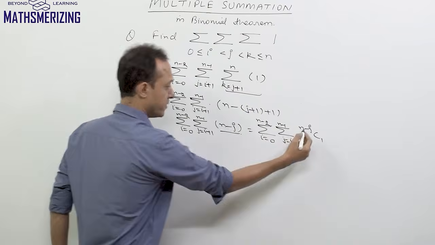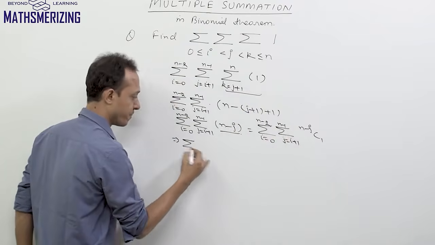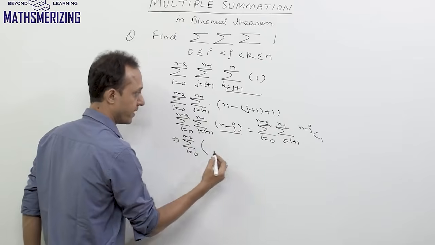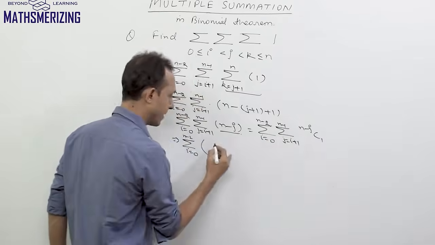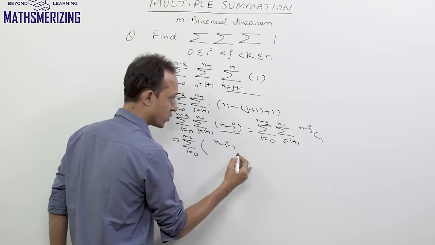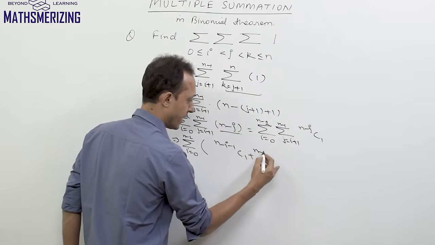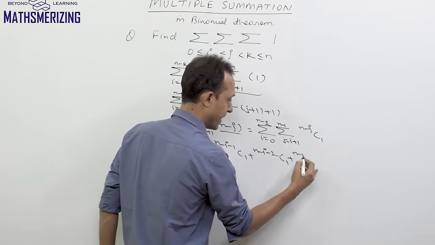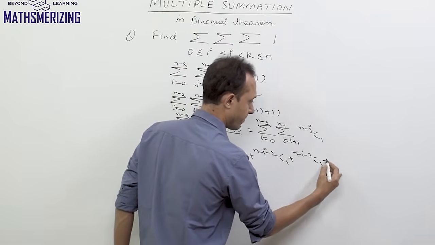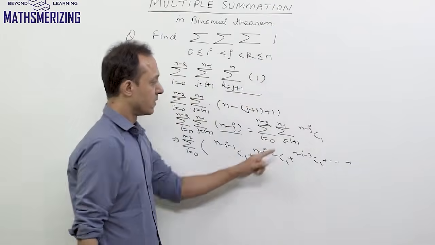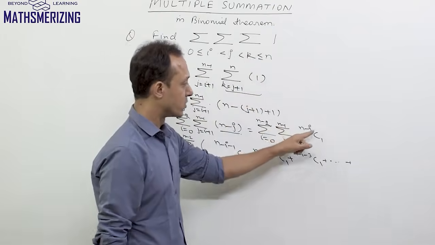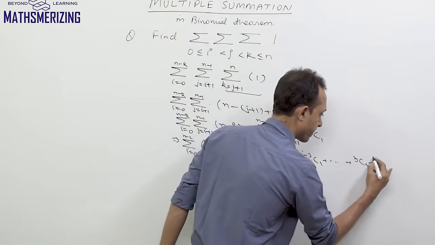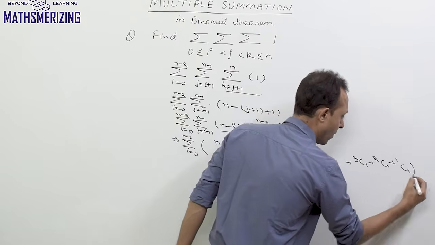So if I put the value of j, I can write the series as summation i varies from 0 to n minus 2, and then if I put j as i plus 1, I'll get n minus i minus 1 C1, n minus i minus 2 C1, n minus i minus 3 C1, and we'll continue. So the last value of j will be n minus 1. So there will be 1 C1. Before that I'll have 3 C1 plus 2 C1 plus 1 C1.